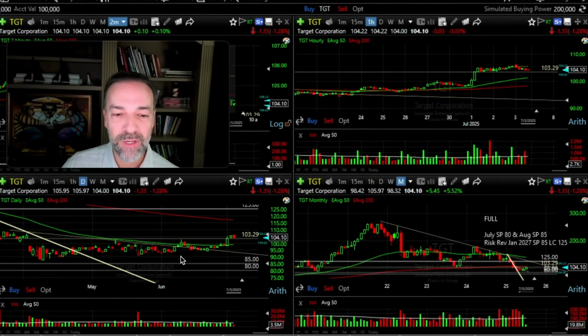And since then, it's kind of been trading sideways. But notice what happened recently. Just several days ago, it pushed through that 103 area that had been serving as resistance for it. So I like that also.